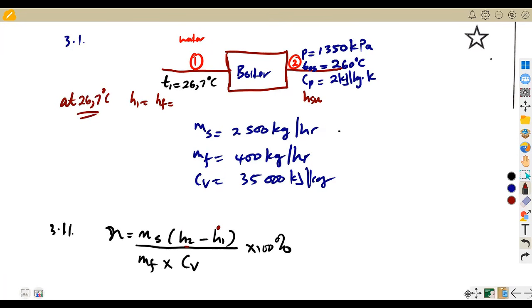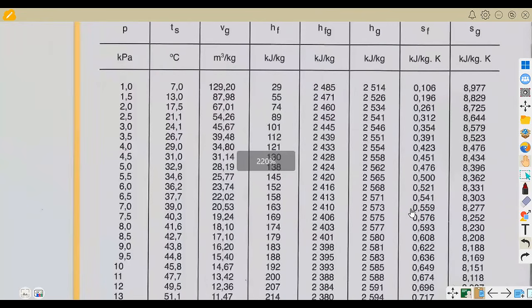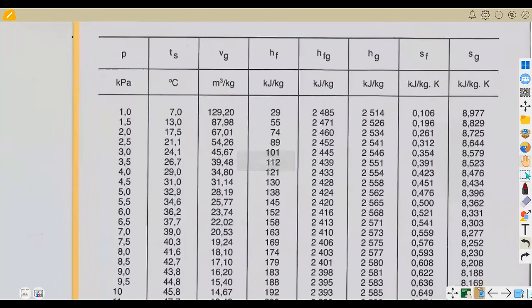All right, so we're going to need our steam table at 26.7 degrees Celsius here. So this is what you need. You're going to work with the saturation temperature. Then we need the corresponding value of HF. So we need at 26.7 here. At 26.7, our value for HF is 112 kilojoule per kg. So take note, this is in kilojoule per kg. The pressure there is 3.5. So maybe if you were given the pressure, you're going to have the same thing.